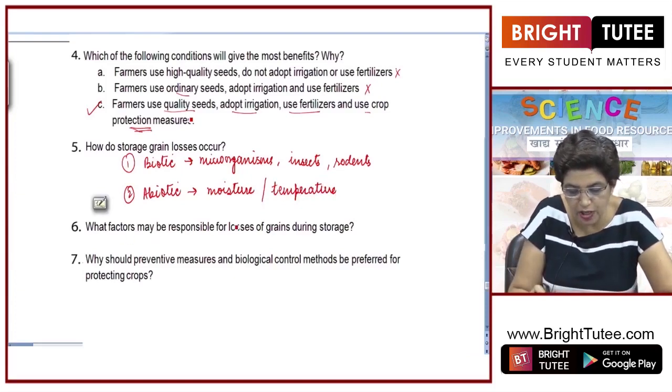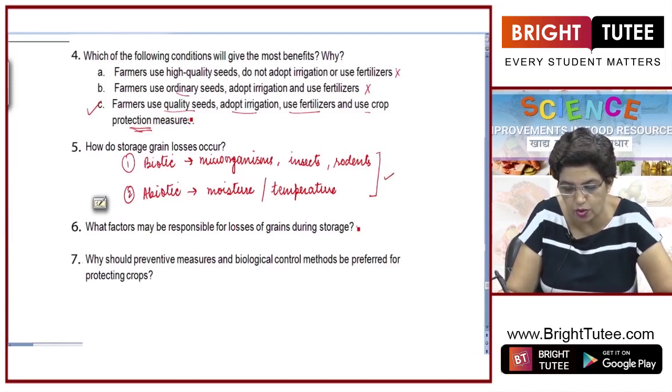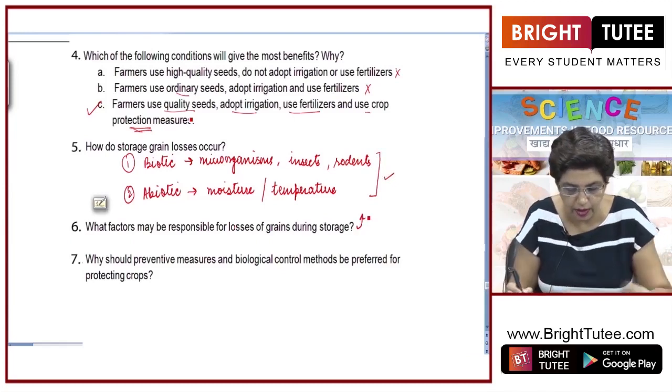So what factors may be responsible for losses of grains during storage? You have to explain these factors also for this question.